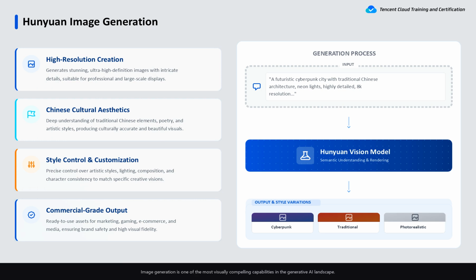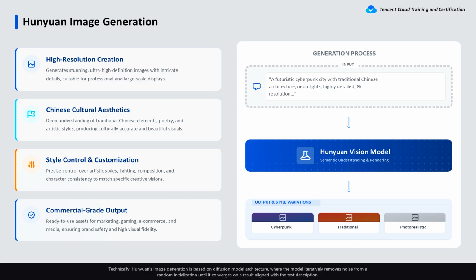Image generation is one of the most visually compelling capabilities in the generative AI landscape. Hunyuan generates high-quality visual content from natural language prompt inputs. Effective prompts typically combine 3 layers: subject descriptions specifying what should appear in the image, style specifications such as photorealistic, oil painting, or illustration, and technical parameters like resolution and lighting conditions.